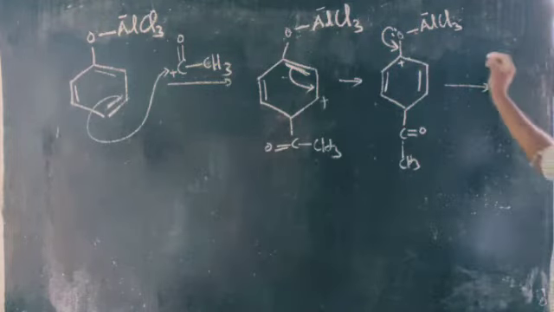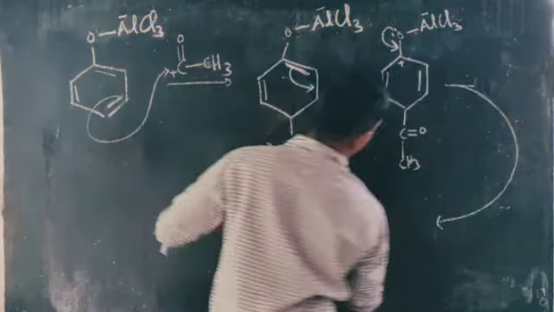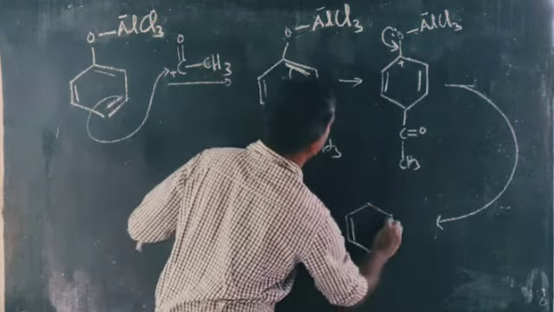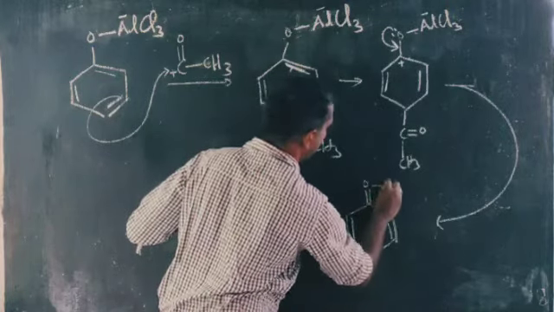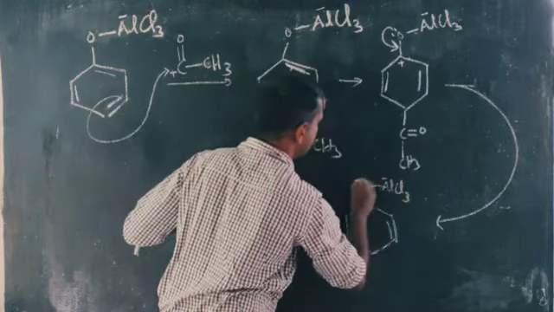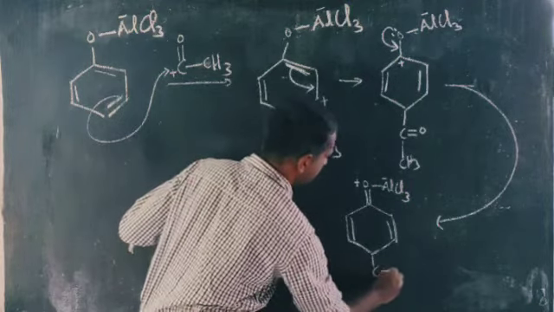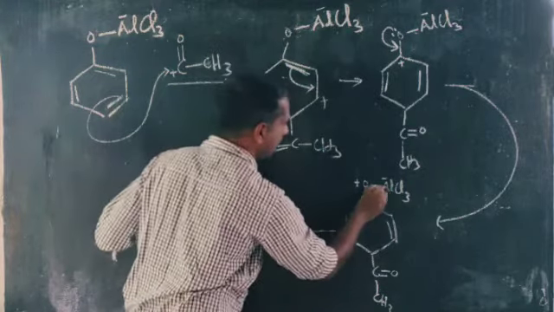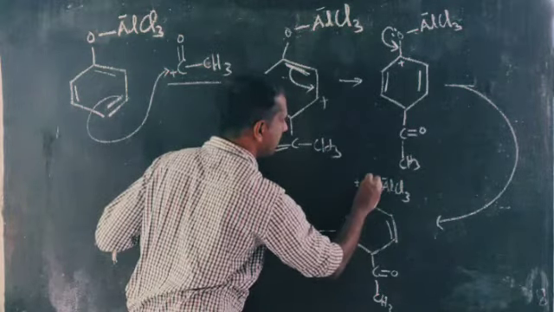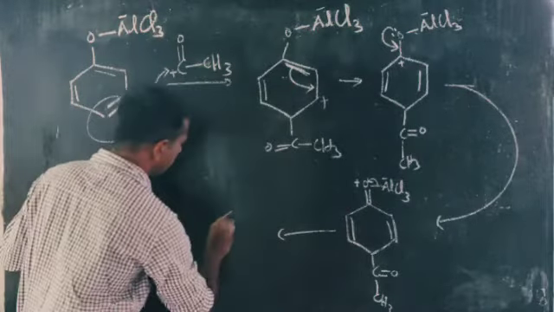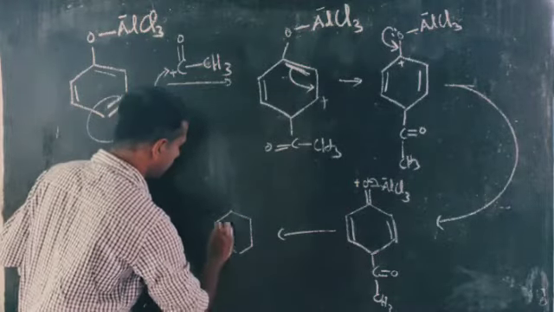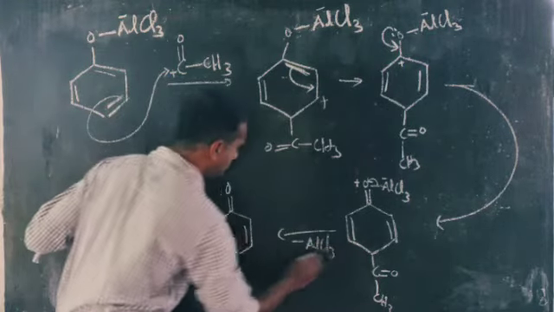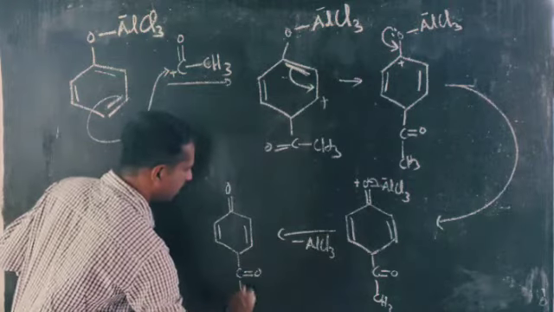And what do we get? We get a structure like this. Look at it here: double bond, O AlCl3 minus, and this is positive, and here it is C double bond O CH3. In the next step, this bond breaks from AlCl3, and one pair of electrons is shifting to oxygen. We get a structure like this: double bond O, and AlCl3 is removed, and here it is C double bond O CH3.